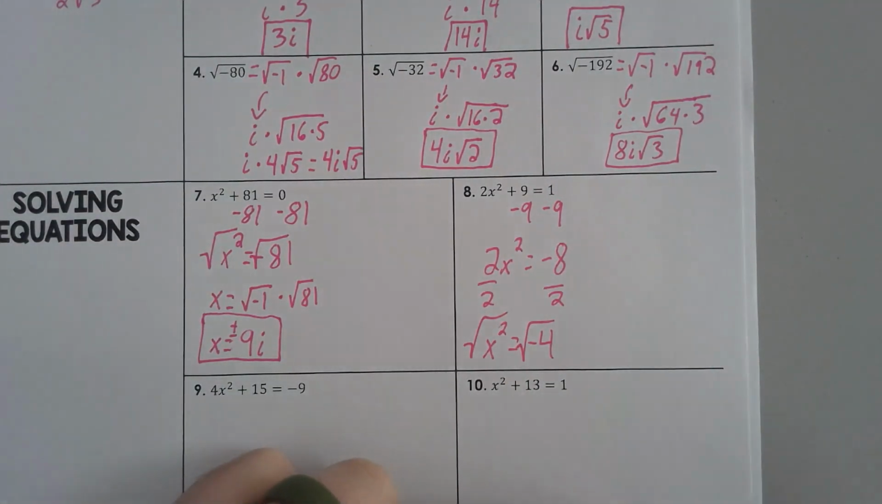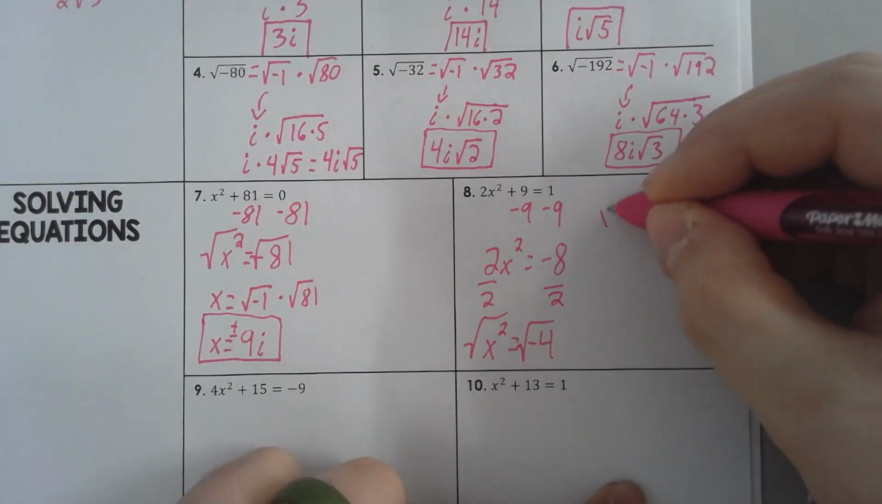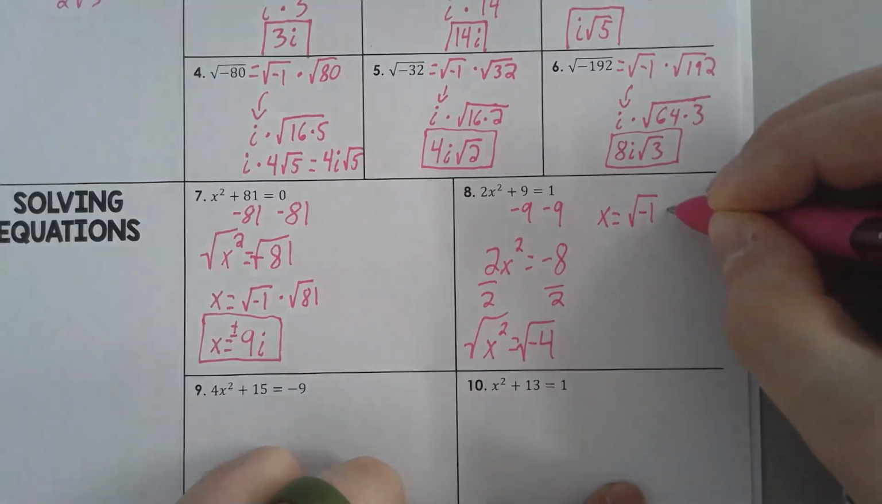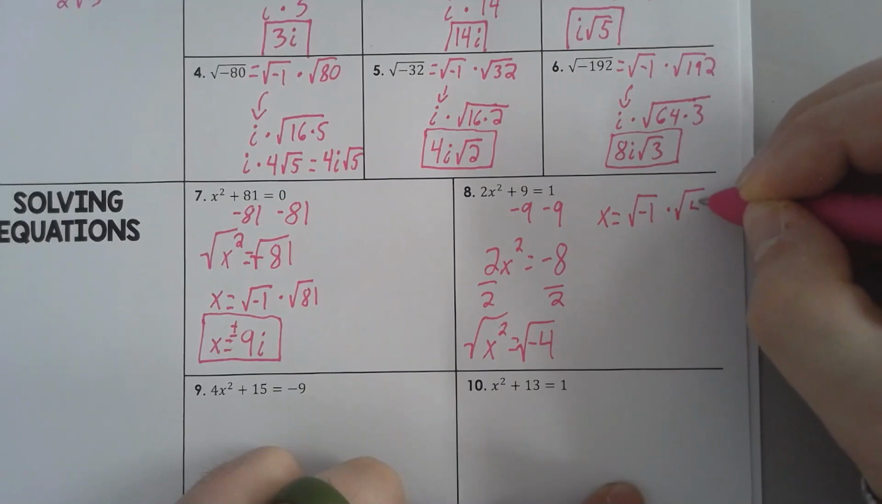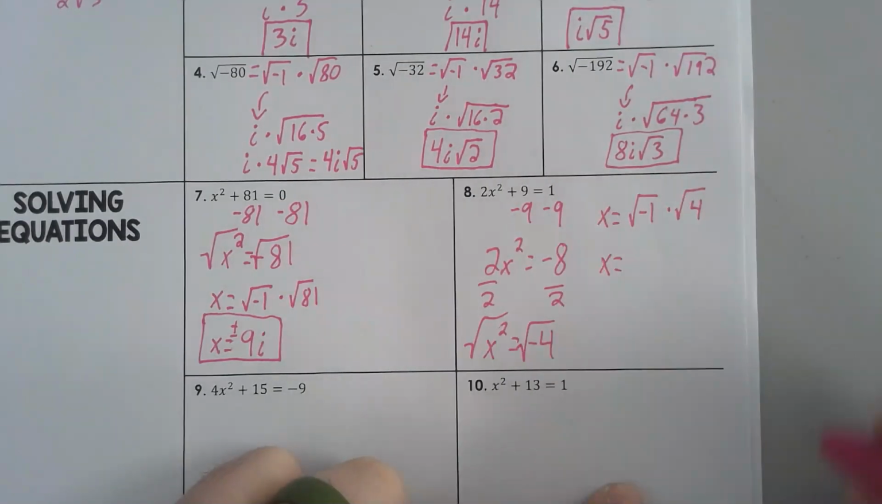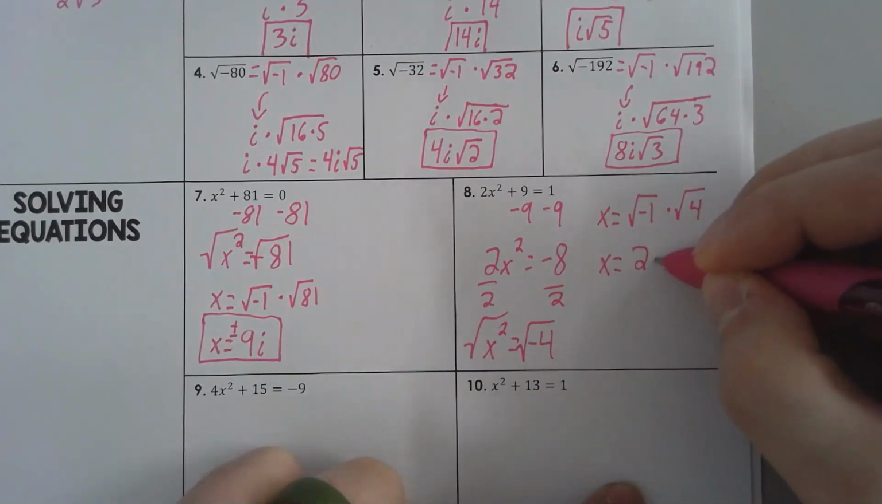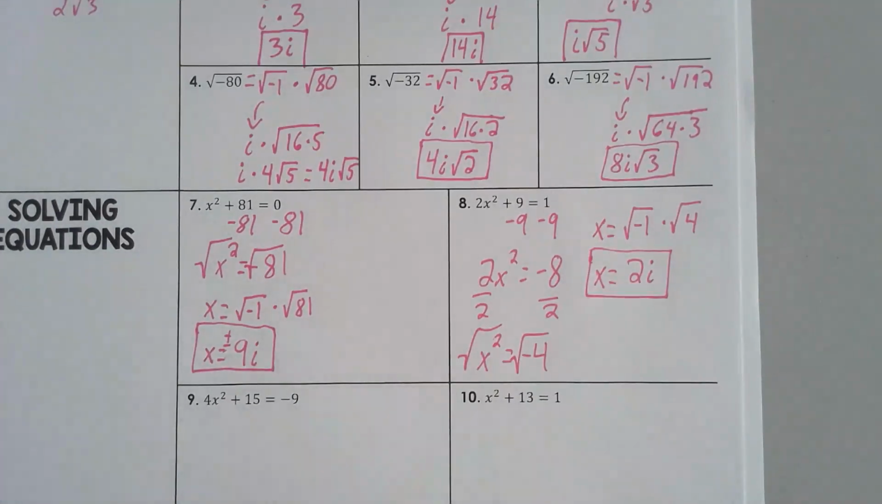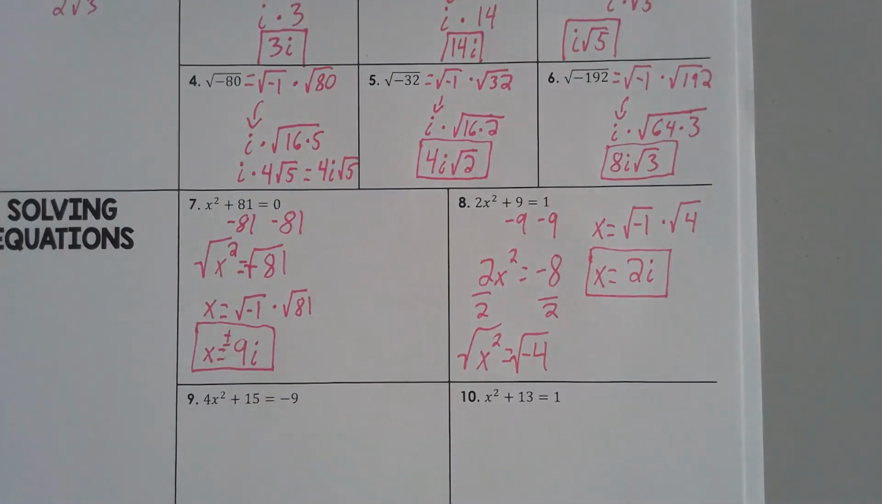Take the square root. X is equal to the square root of negative 1 times the square root of 4, which is just going to be 2i. Now, real quick, before I turn you loose on 9 and 10, let me show you something that's going to change your life.